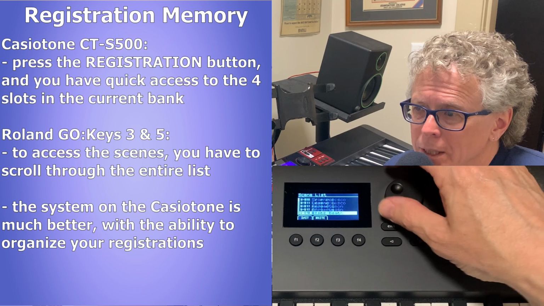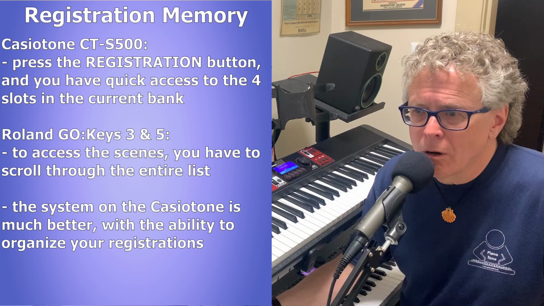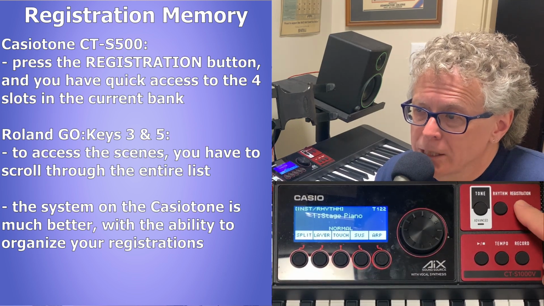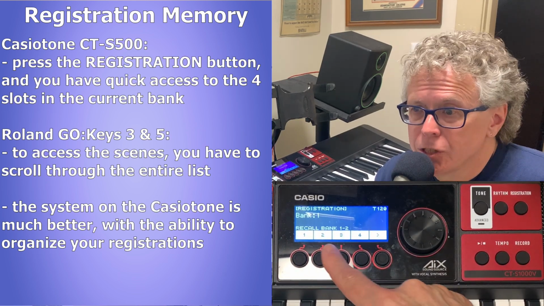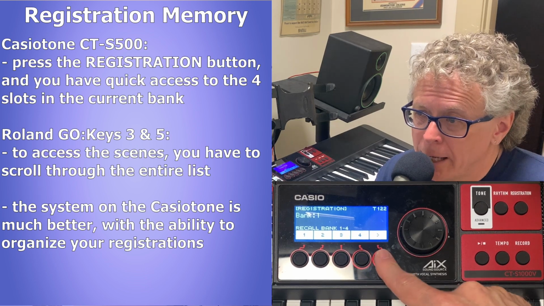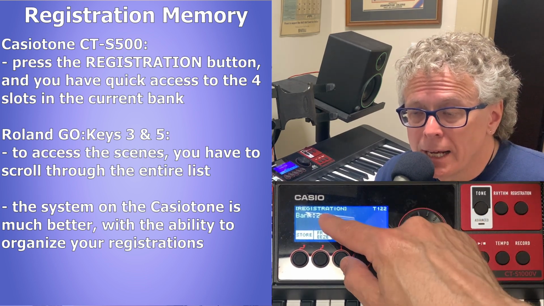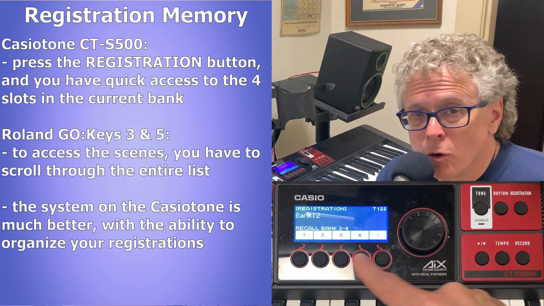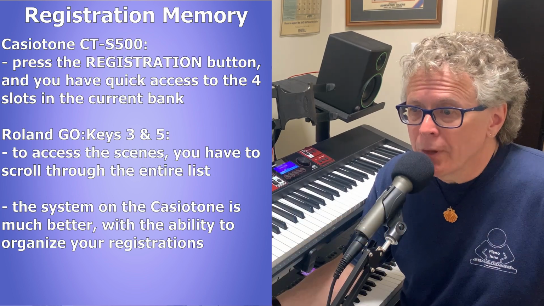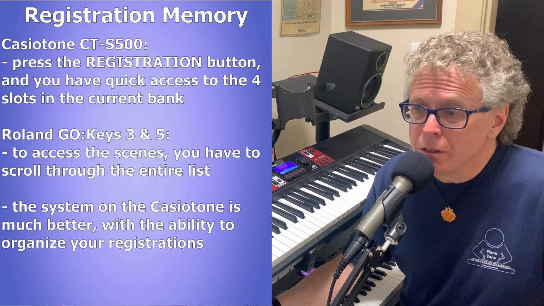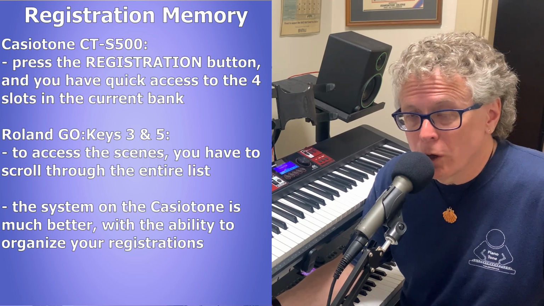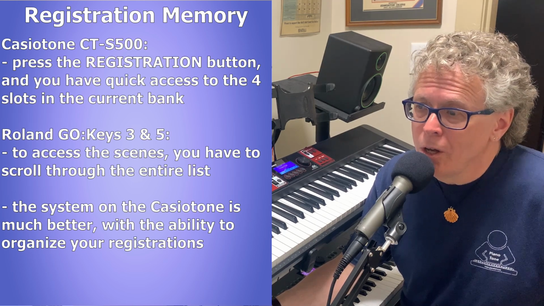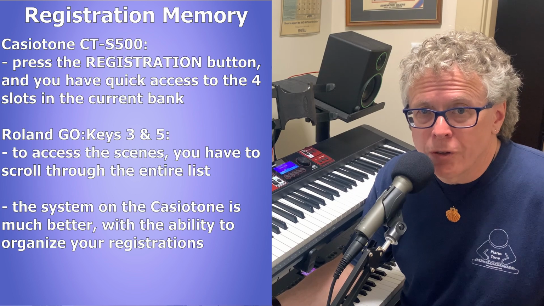With the Casiotone, while it's a bit annoying to me that you can't name your registrations, you can access them pretty quickly. There are 16 banks with 4 registration slots in each. So when you press the registration button, your current bank is going to be on screen, and then you can access each of the 4 slots in that bank with the context-sensitive buttons, or you can navigate quickly to the next bank. So if you needed multiple registration slots for a single song, you could actually organize them into the same bank and access them much quicker than I think you could on the Roland, where you're going to have to press the style button and then scroll to the one you want.